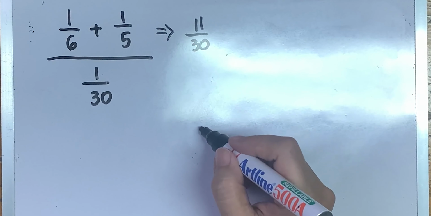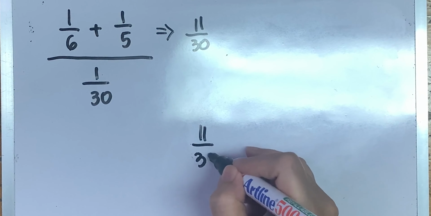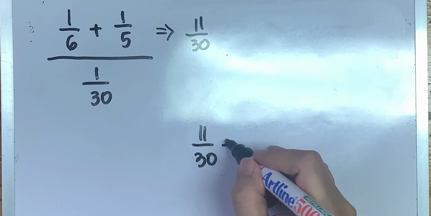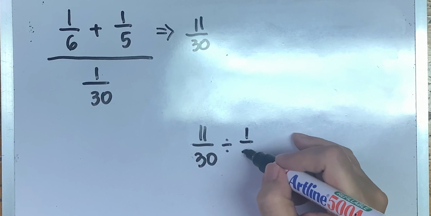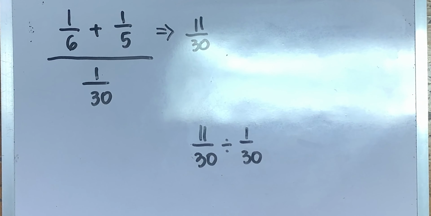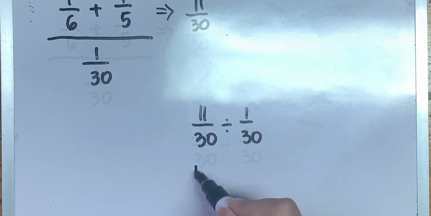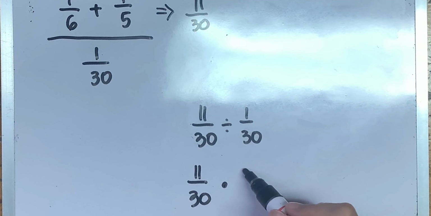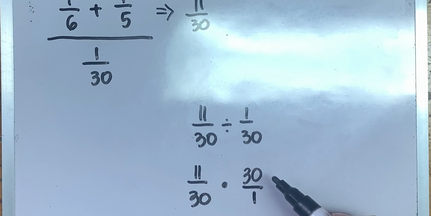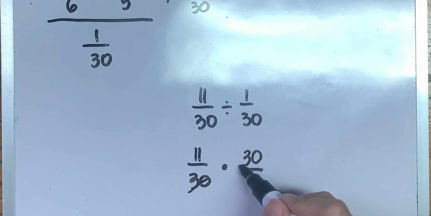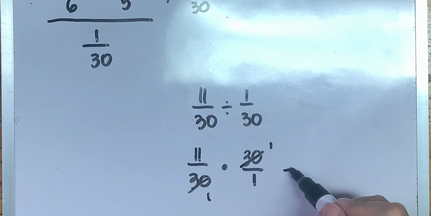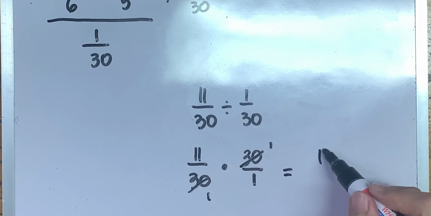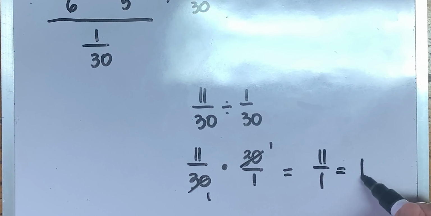Okay, next. 11 over 30 divided by 1 over 30. So, simplify natin to by changing itong operation to multiplication. So, 11 over 30 times. Kunin natin yung reciprocal, 30 over 1. And then, we can simplify these two. Pwede natin i-cancel yan. So, ang final answer natin will be 11 over 1 or simply 11.